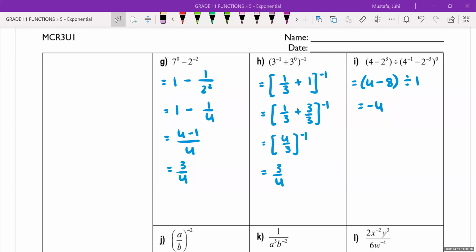All right, so you guys, let's just take up questions G, H, and I. For question G, 7 to the power of 0 became a 1, and then I got a fraction of 1 over 4. Found a common denominator, I got 3 over 4. Did you guys get that as well? Yeah? Okay, for question H, remember BEDMAS. BEDMAS tells me I have to solve what's inside the bracket before I can do the exponent. So I first solved what was inside the bracket. I got 4 over 3 to the power of -1.